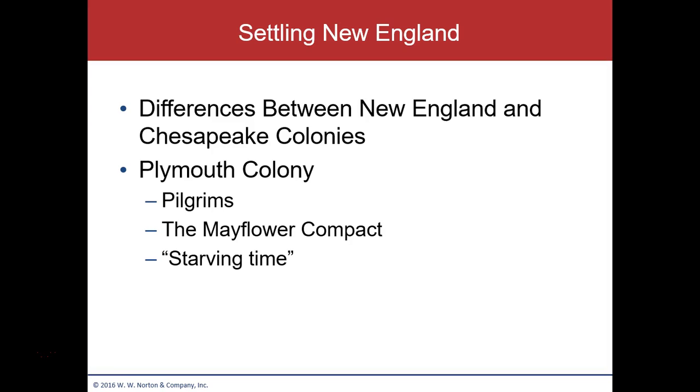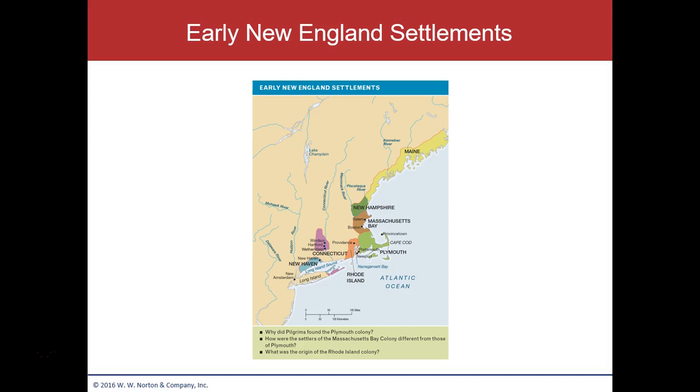So let's see. What else do we have? All right, so you can see your early New England settlements. So you have Maine up here, you have New Hampshire, you have Massachusetts Bay, Plymouth, Connecticut, New Haven. So if it was unclear, your Chesapeake colonies are going to be Virginia, Maryland, plantation areas, areas where there's good growing and stuff like that. And your New England colonies are going to be the more northern colonies that are going up.